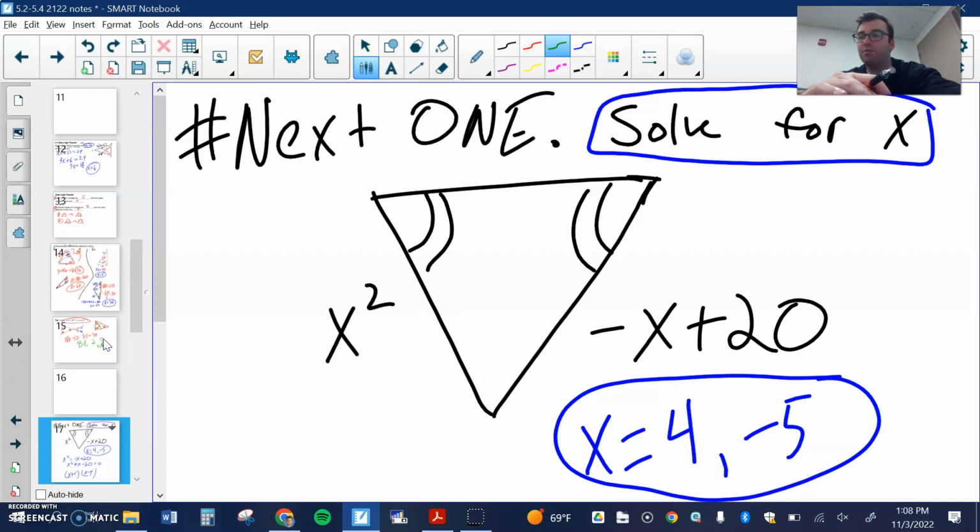You can leave that here. You can flip to the back. There's a blank page. Just know that if these two angles are the same, then these two sides have to be the same, and you're going to set those equal. Maybe give that one a shot. I have the answers there for you.